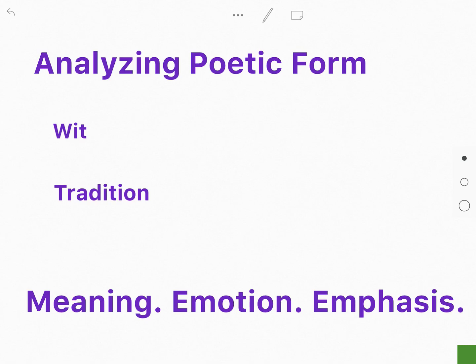At the bottom here, I have the same things I've been talking about in our other analysis sections. They might be using that form for a particular meaning. For example, a limerick, as you know, is kind of sing-songy and rhymey. If they want that innocent, childish feel to it, they might use a limerick form.